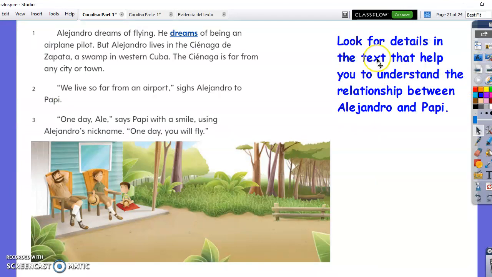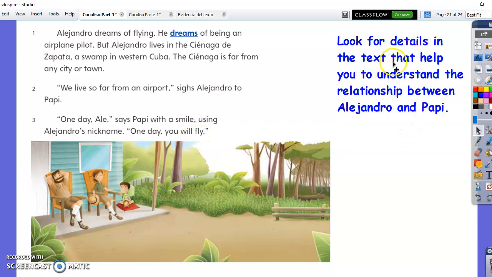Again, remember our objective today, we're going to be looking for the character traits and how the characters interact with each other, the major characters with minor characters. It says here, Alejandro dreams of flying. He dreams of being an airline pilot, but Alejandro lives in the Ciénaga de Zapata, a swamp in western Cuba. The Ciénaga is far from any city or town. We live so far from an airport, sighs Alejandro to Papi. One day, Ale, says Papi with a smile, using Alejandro's nickname, one day you will fly.